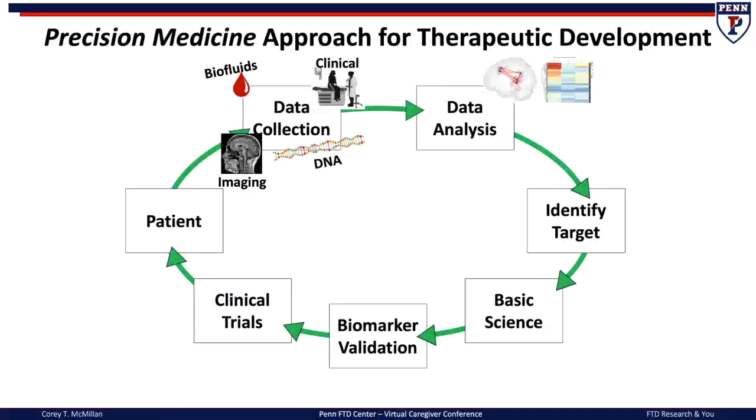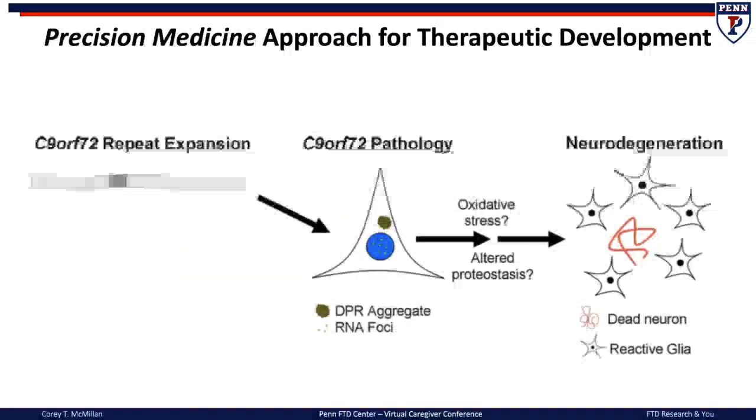So using the same cycle, we integrate multimodal sources of data that includes not just DNA, but also clinical research, biofluids and biospecimens, and also different types of imaging like PET imaging and MRI. And my lab focuses on data analysis of integrating all of these sources of data together so that we can try to identify novel targets for therapies. So for example, in C9orf72, one of the genes that causes FTD or ALS, we know that this leads to the development of C9orf72 pathology, and through processes that we're still trying to understand, like oxidative stress, this then leads to neurodegeneration.